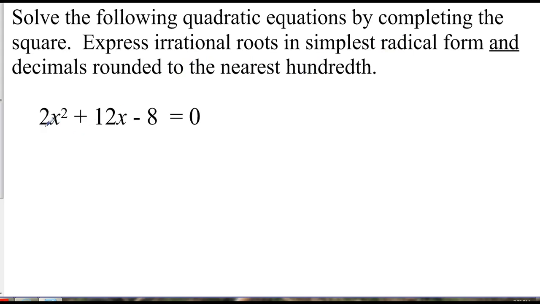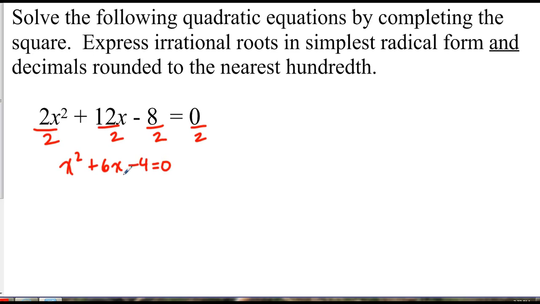So first off, I don't like this 2 here. And when we were using completing the square to get it in vertex form, we would factor out a 2. But here I can simply divide through by that 2. Okay, because we're solving, we divide all terms by that leading coefficient. Okay, so we'll rewrite what's left. x squared plus 6x minus 4 equals 0.